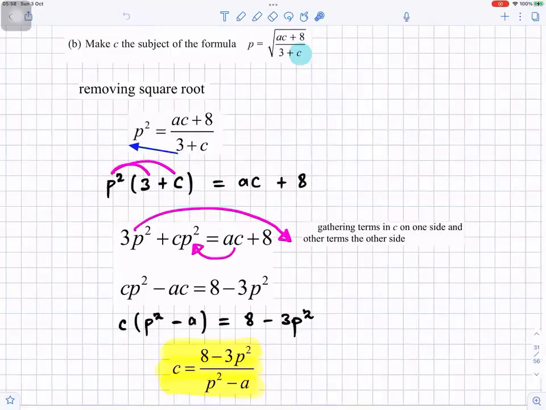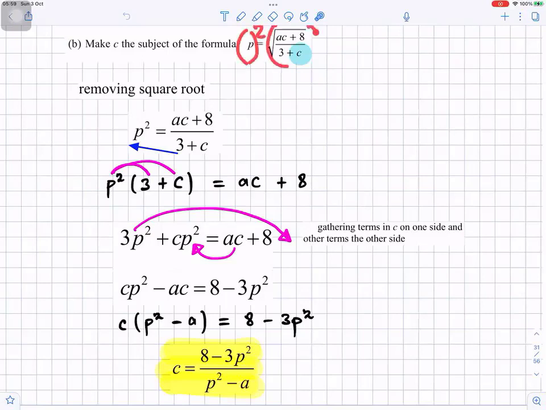Make C the subject of the formula. P equals the square root of (AC plus 8) divided by (3 plus C). I've highlighted C. We want to make it the subject of the formula. We start by removing the square root. The square root is that sign there outside. So we square both sides.